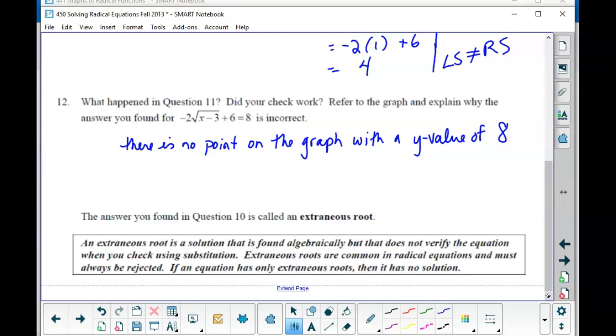Kind of like when we check for non-permissible values, when we're doing rationals, that we may have got a solution, checked our non-permissibles, it ended up being a non-permissible value, so we eliminated it from our solution set. It was extraneous. Inadmissible roots, that is a root that satisfies algebraically, but doesn't make sense for an application question. Extraneous means it's extra. It doesn't work.